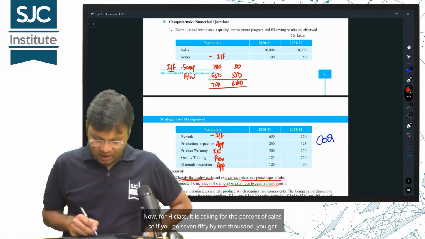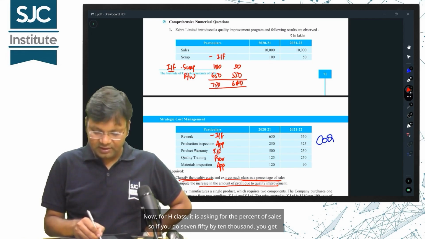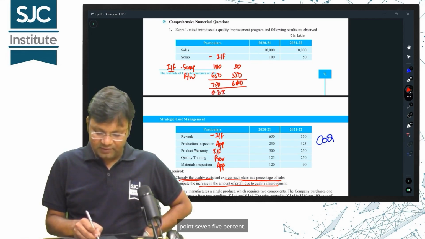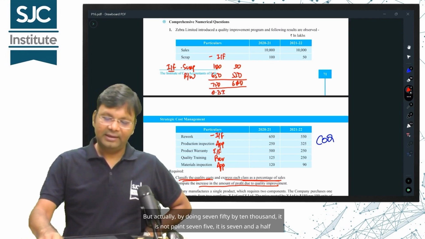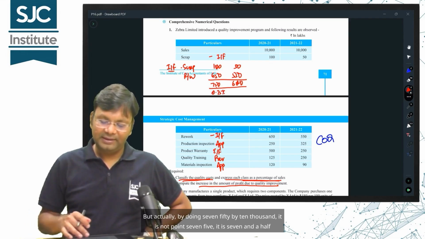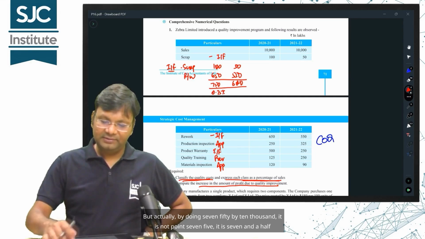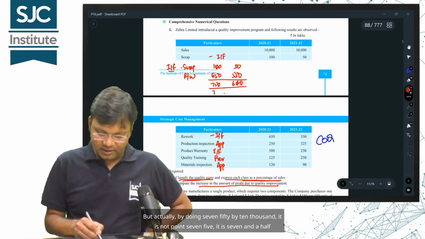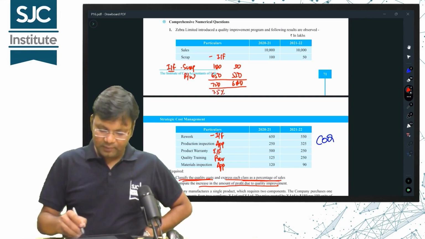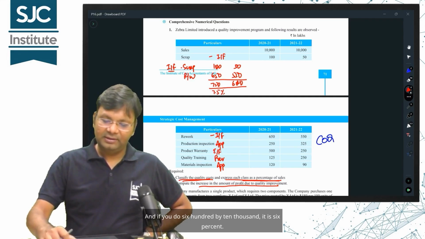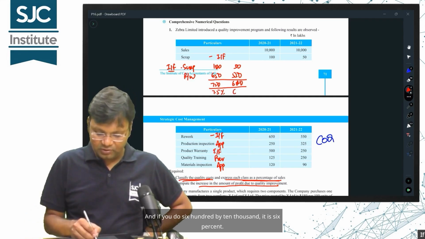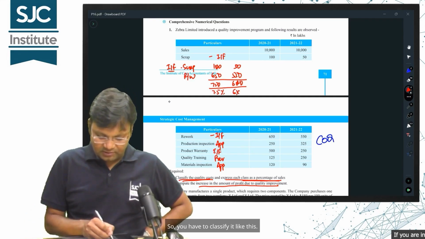Now, for each class, it is asking for the percent of sales. If you do 750 by 10,000, you get 0.75%. But actually, by doing 750 by 10,000, it is not 0.75, it is 7.5%. And if you do 600 by 10,000, it is 6%. So, you have to classify it like this.